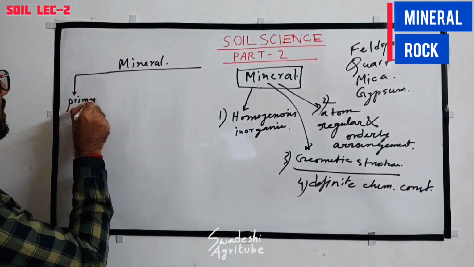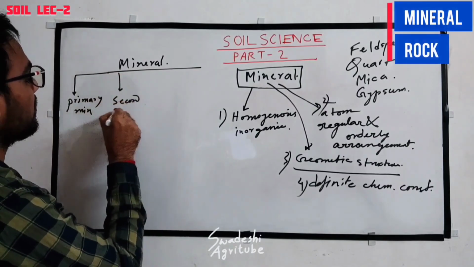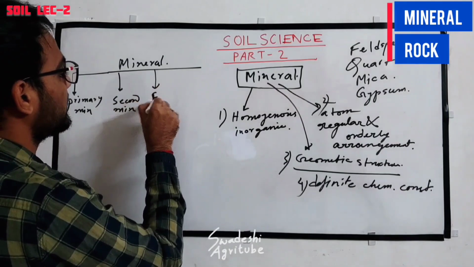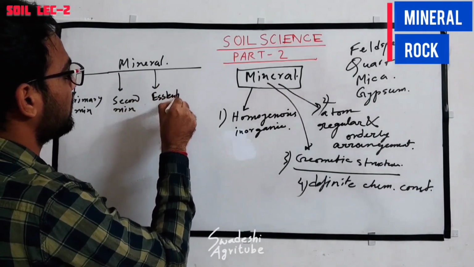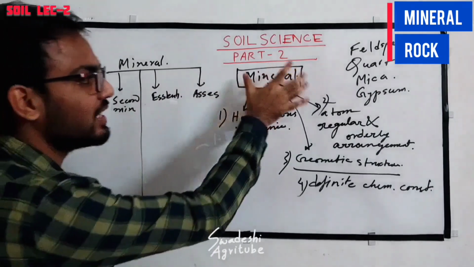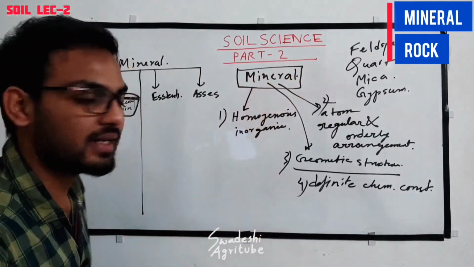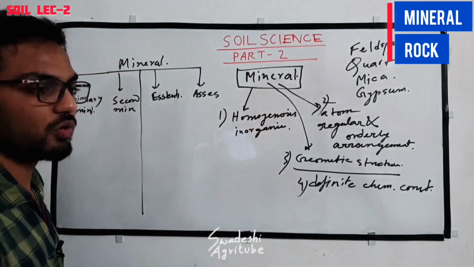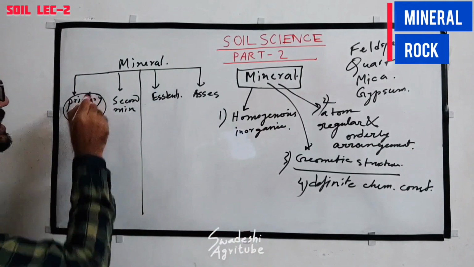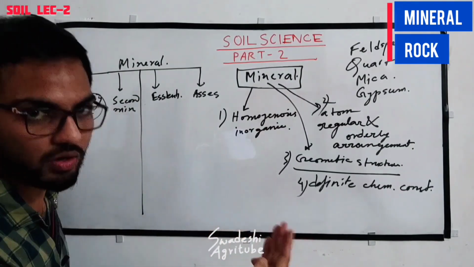Now if we look at mineral classification, there are important classes. First is the primary mineral, then secondary mineral, the third is the essential mineral, and the last is the accessory mineral. We all know that minerals actually make the soil. The soil is made from minerals, right? But the main part of the mineral which actually forms the soil is the primary mineral. These primary minerals are the chief constituent of a soil.